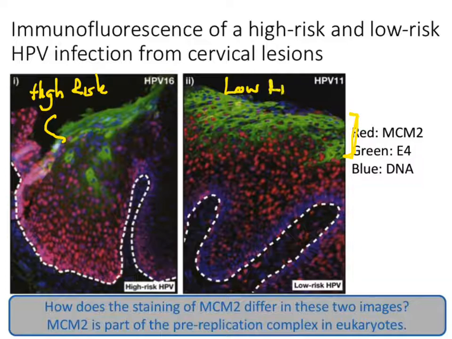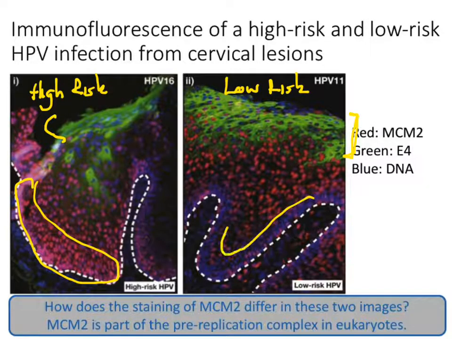And a difference between those and the low risk is that we have much more proliferation occurring in those undifferentiated epithelial cells than we find within the low risk ones. And we think that that contributes to the cancer that is caused by those high risk.